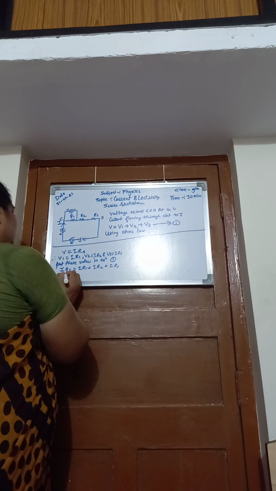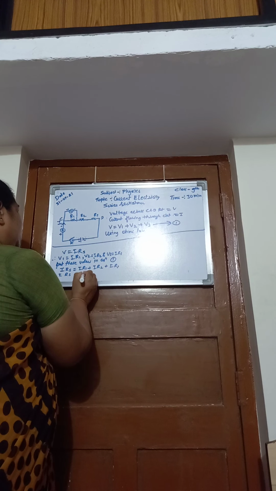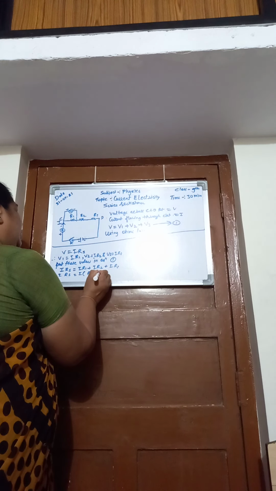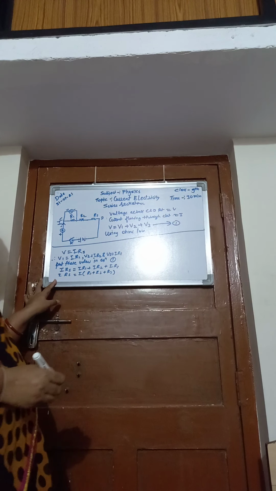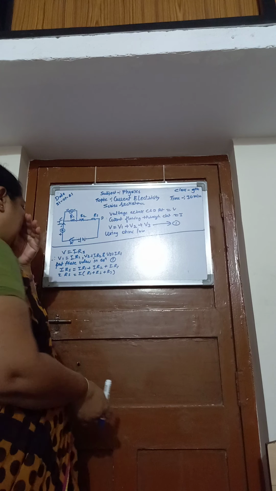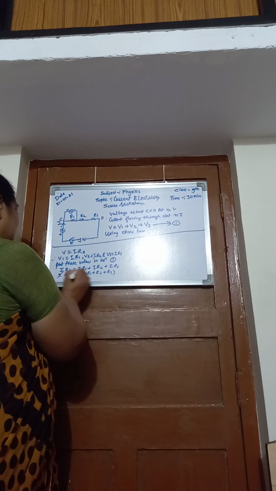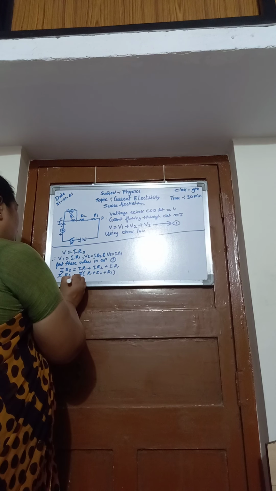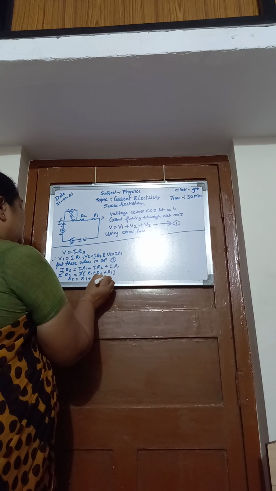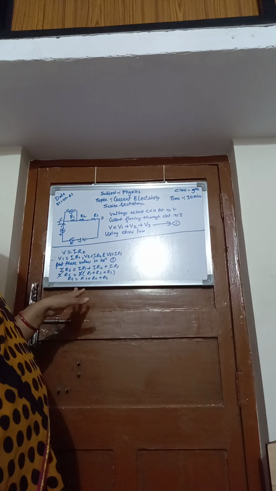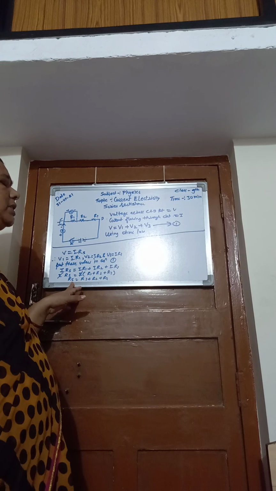Taking I common, IRS equal to I times R1 plus R2 plus R3. Cancelling I from both sides, since I is common to both sides. Therefore RS equal to R1 plus R2 plus R3. Got it? RS means equivalent resistance.